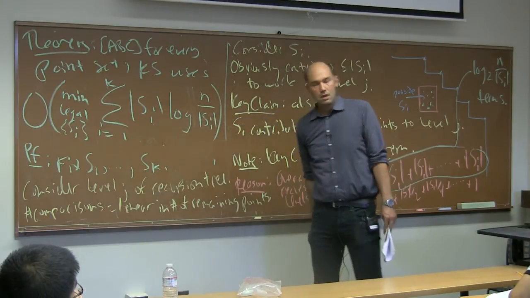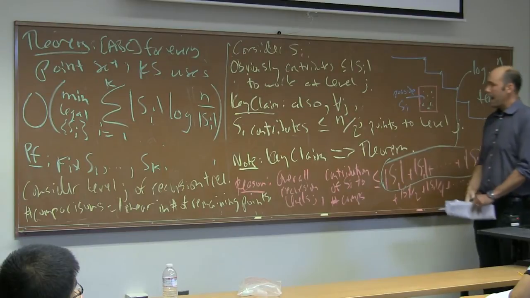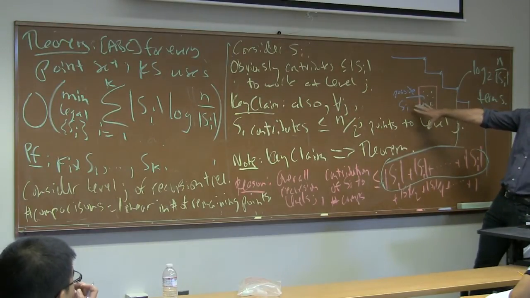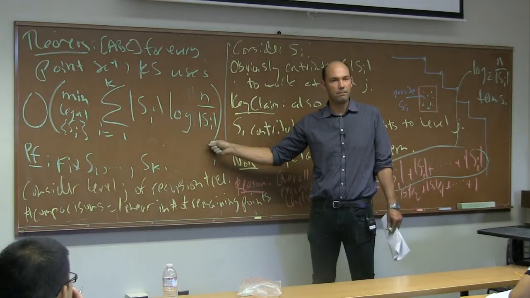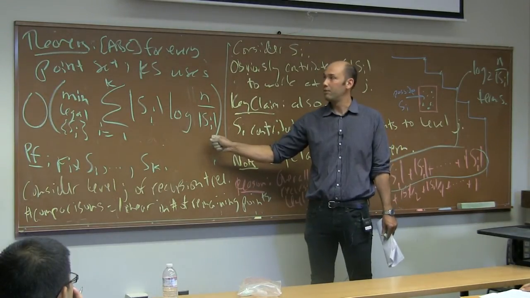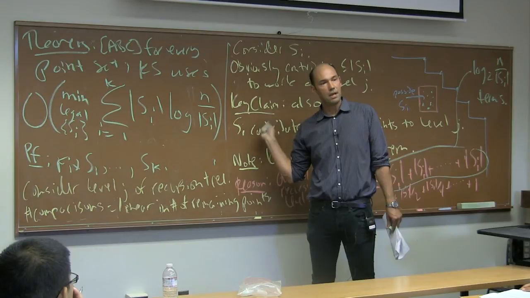So questions on why, if we prove the key claim, then we're actually done with the whole hog. We actually have the full theorem. I've reduced the theorem to the key claim. Any questions about that reduction?